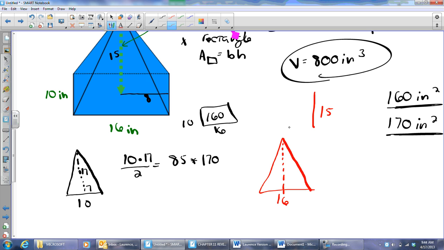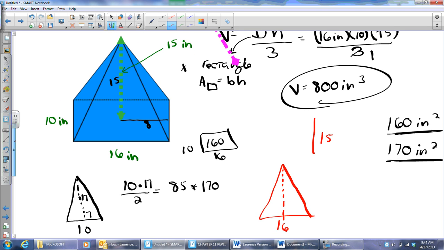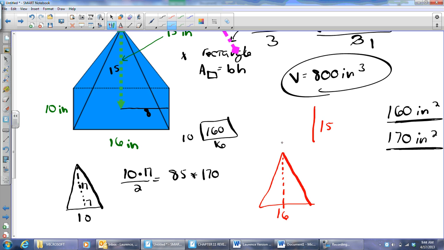Oops, do I have a mistake? Yeah, I think I do. Yeah, I do have a mistake. Let me back up here. Okay, let me finish this one and I'll fix my mistake. Okay, this is going to be all 5. Oh no, I'm good. I'm good. I don't have a mistake.